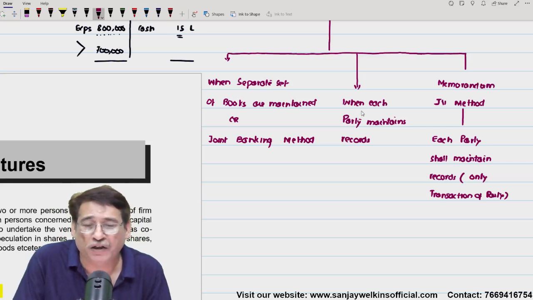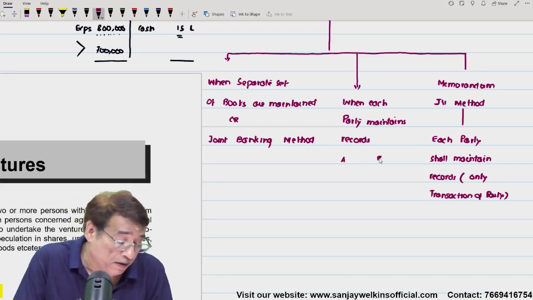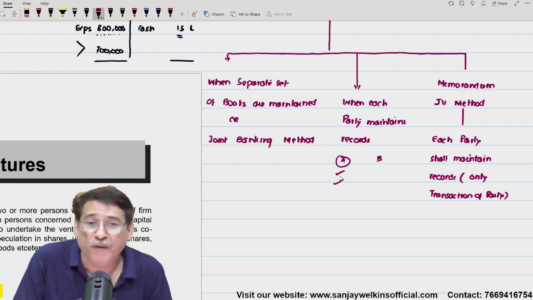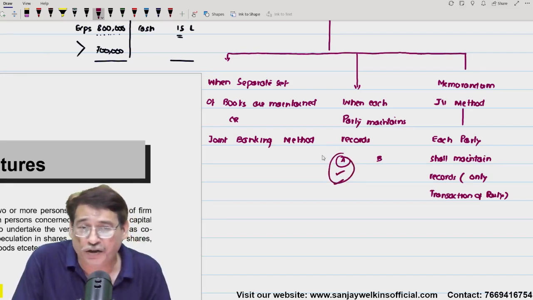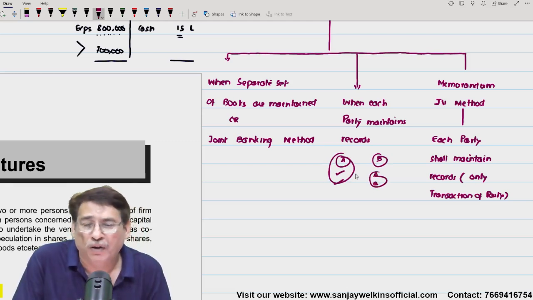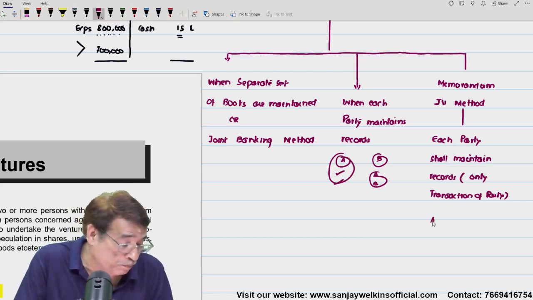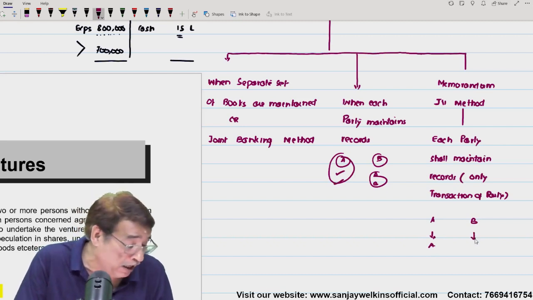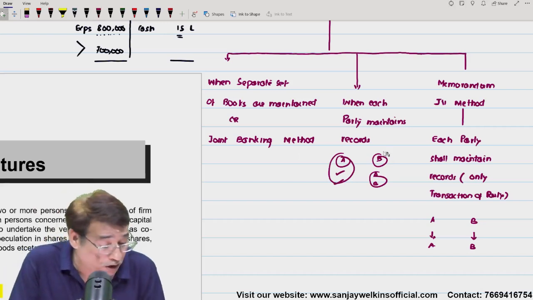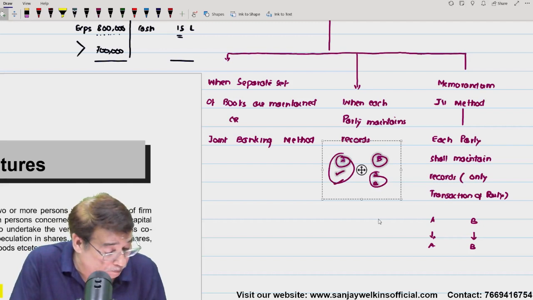In case of this method, suppose there are two parties, A and B. Then A will maintain not only the records of the transactions entered by A, but even by B. That means full-fledged accounting will be done by A. It will record all the transactions incurred by A and B both. Similarly, B will also record the transactions incurred by A and B both. But in the other method, party A will record only such transactions which are incurred by A, and similarly B will record transactions incurred by B only. So that is the difference. We shall talk about all these methods at length.